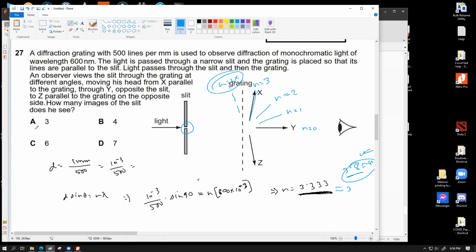So should the correct answer be 3 for this question? Some students would simply calculate this and directly go to label A as the correct answer, and this is going to be wrong. Have a read at the question. This person is going to move all the way along this whole thing. So how many images of the slit does he see? Altogether, how many images is the person going to see?